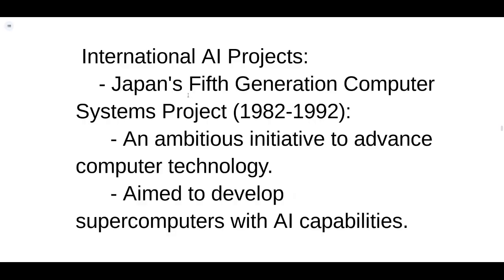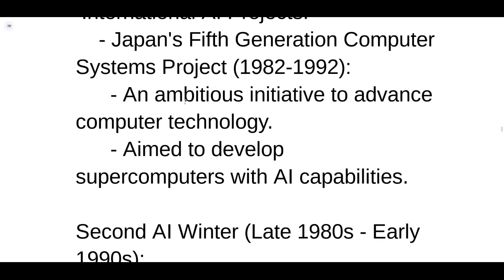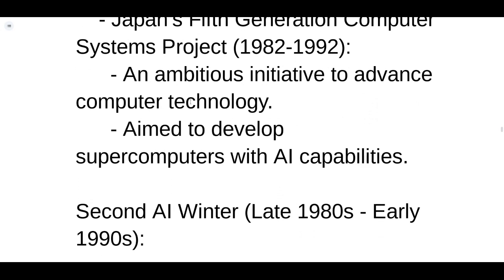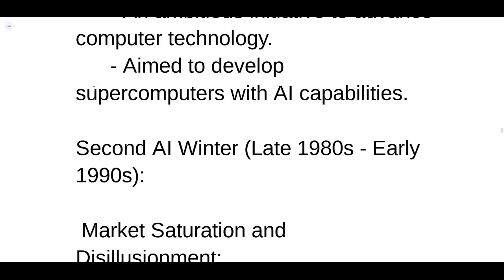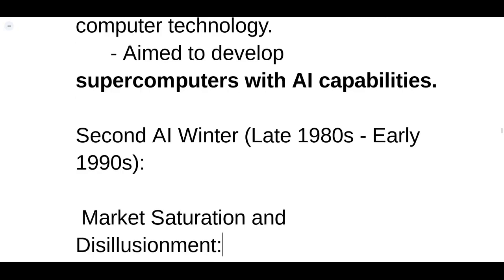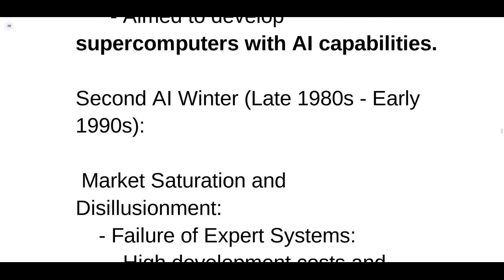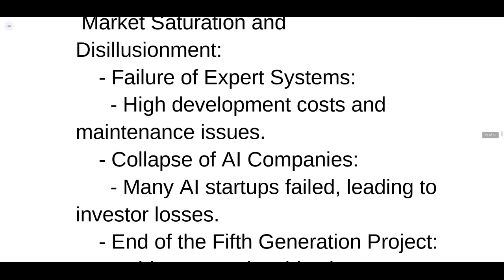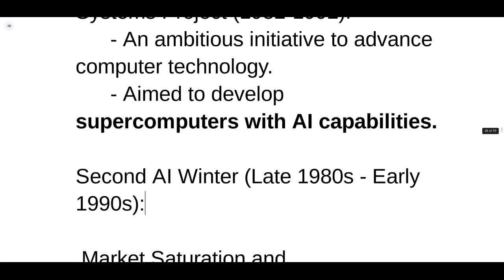International AI projects: Japan's Fifth Generation Computer Systems project, an ambitious initiative to advance computer technology, aimed to develop supercomputers with AI capabilities. Second AI winter, late 1980s, early 1990s: market saturation and disillusionment, failure of expert systems.